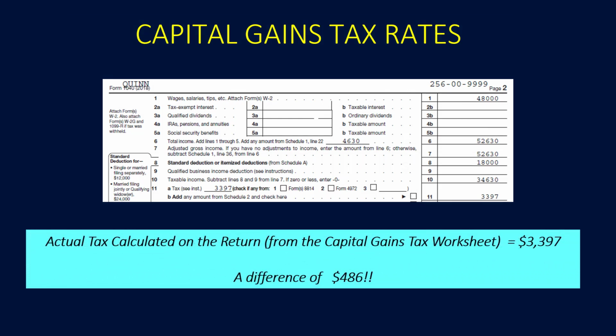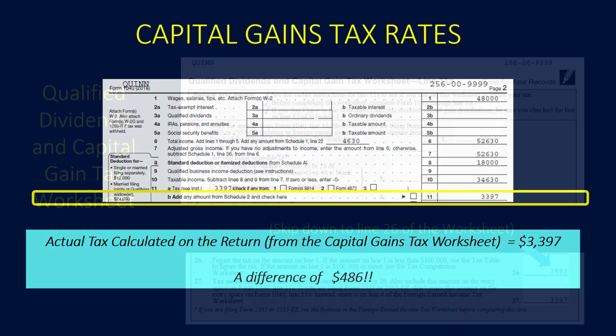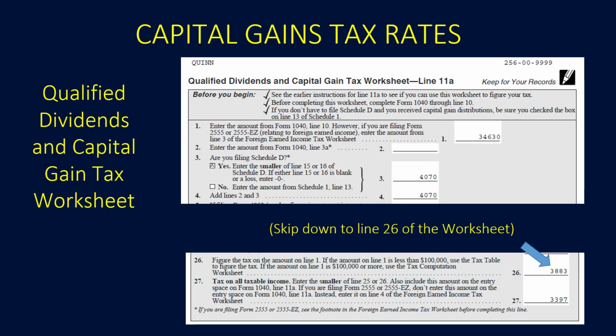However, the actual tax calculated on the return from the capital gains tax worksheet is much less, $33.97, a difference of $486. Well, here's why. The qualified dividends and capital gain tax worksheet takes this into account. If we look on line 26 of the worksheet, there's our tax that we saw from the tax tables, $38.83. However, because there's capital gains on the tax return, we use the tax amount of $33.97.